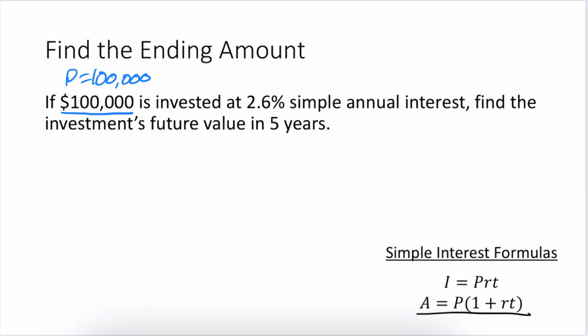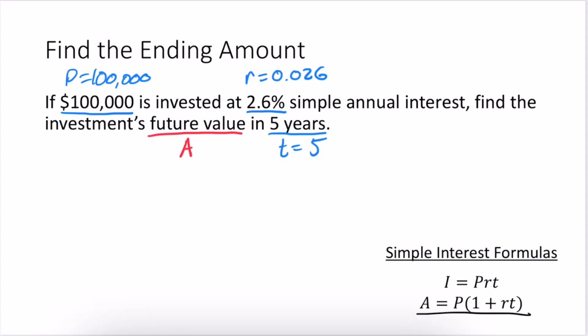And then the fact that it's invested at 2.6% simple annual interest, that tells me my interest rate is going to be 0.026, because if I write that percentage as a decimal, that's what I would get there. And then I'm asked to find the investment's future value. So I'm looking for A, and I'm finding the future value in 5 years. And so 5 is already measured in years, so I'm just going to go ahead and say that the time is 5 years.